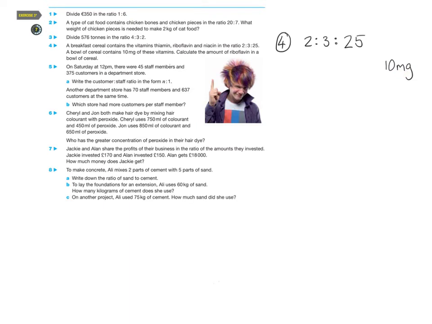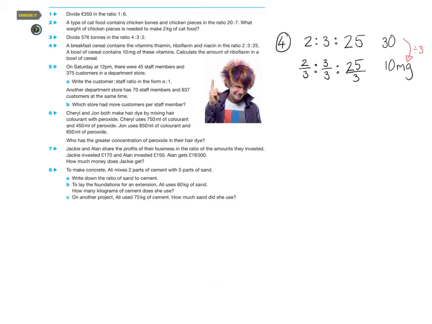And I've done this purposely because it helps me now to introduce how to do ratio calculations. I know that 2:3:25 gives me 30 parts. I need to increase that in the consistent ratio, so by the same factor, to get to 10 milligrams. And in order to do that, I'm going to divide by 3. So that means every single number over here, I am going to divide by 3.